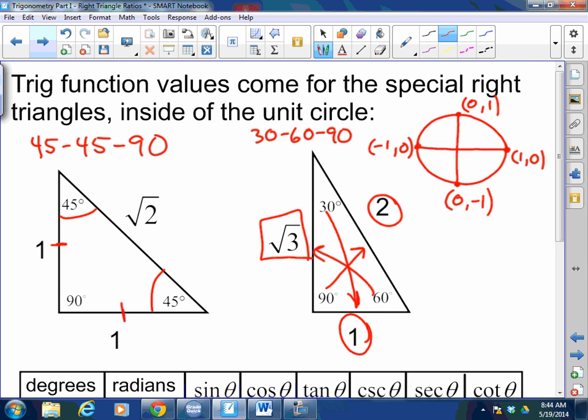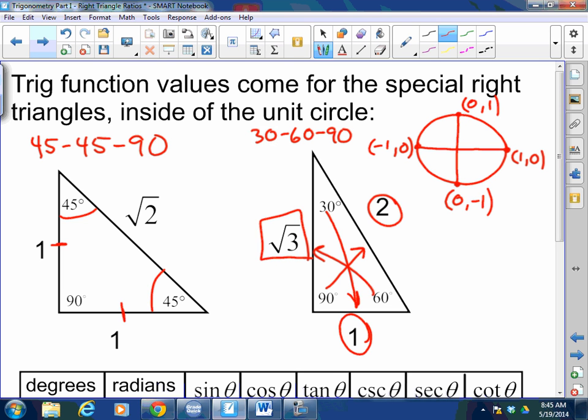So a 45, 45, 90, the sides are 1, and the hypotenuse is square root of 2. The 30, 60, 90, opposite of the 30 is a 1. Opposite of the 90, or in other words, the hypotenuse is a 2. And opposite the 60 is a square root of 3.